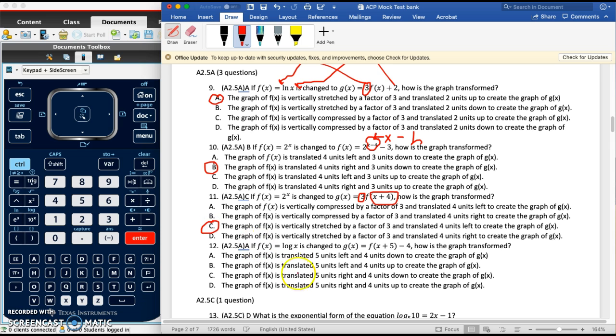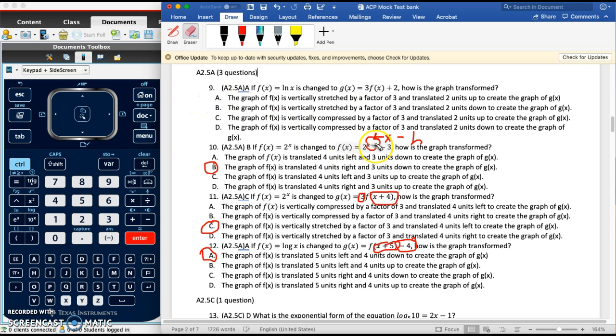Okay, here we go. We've got log of x changed to f of x plus 5 minus 4. So the plus 5 means it moves left 5. And over here, the minus 4 means it goes down 4. So we're looking for left 5, down 4, which is A. Okay? So that's how you do all those types of questions. Not really hard.